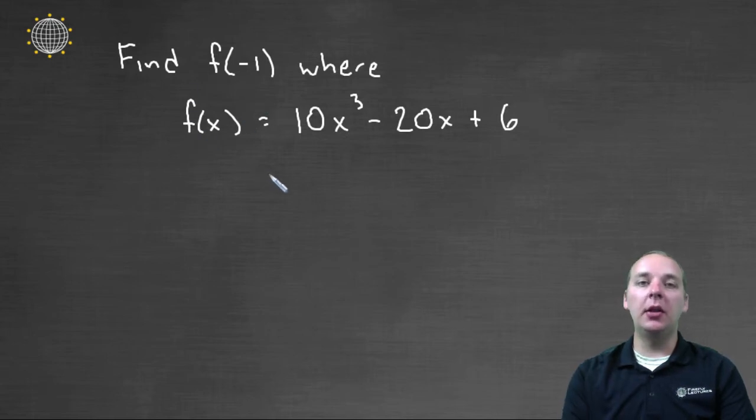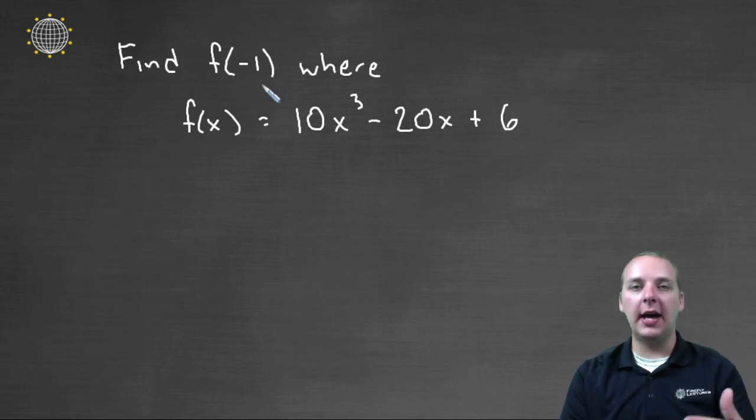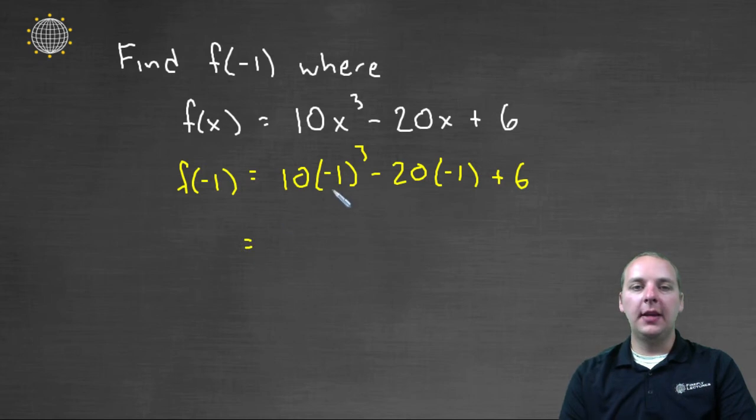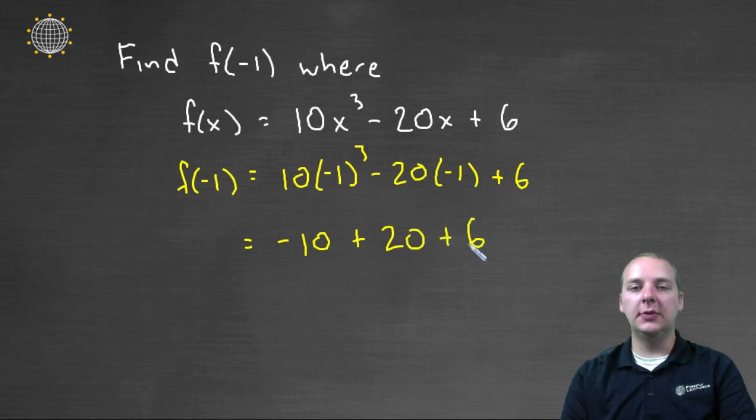Let's say our polynomial function is 10x to the third minus 20x plus 6. If you're going to evaluate a function, which is a very common question, we take out all of the x's in our function and replace them with, in our case, negative 1. So we'll have 10 times negative 1 to the third minus 20 times negative 1 plus 6. Negative 1 to the third is negative 1. Negative 1 times 10 makes negative 10. Negative 20 times negative 1 makes plus 20, and plus 6, of course.